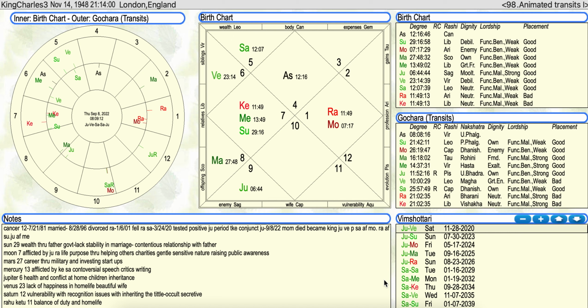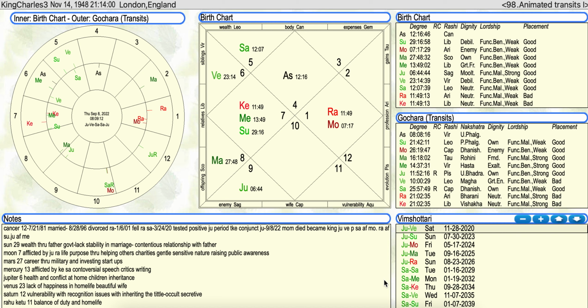So Venus would be change in the family. Jupiter is some inner conflict about the whole situation.